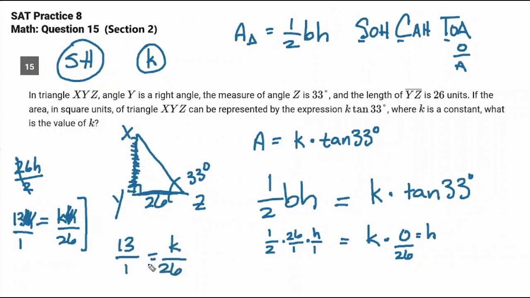I got a fraction, an equal sign, and a fraction, so I'm going to cross multiply. I'm running out of room, I apologize. It's k equals 13 times 26. You're going to do that on your calculator, and you're going to get 338. And that's the answer to this brutal problem. You get it right, and you move on.